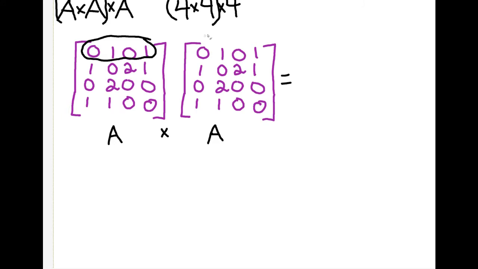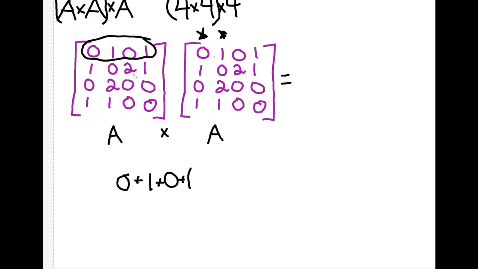I want to look at the first column first. 0 times 0 is 0. 1 times 1 is 1. 0 times 0 is 0. And 1 times 1 is 1. So first row, first column. We're ready to move over.